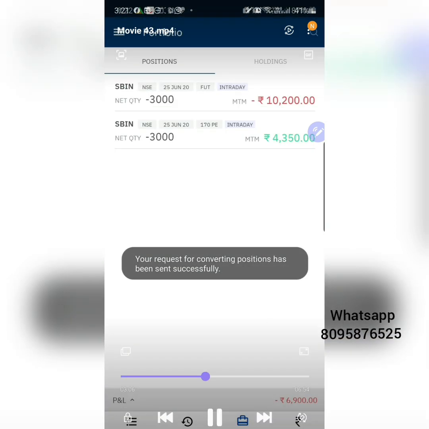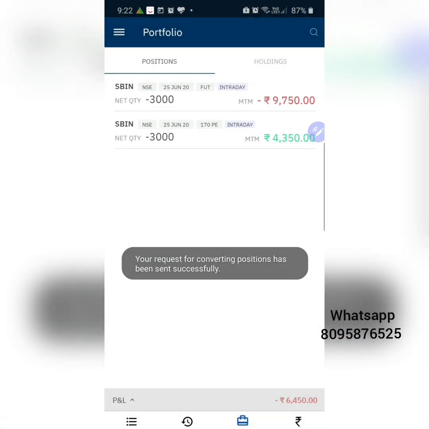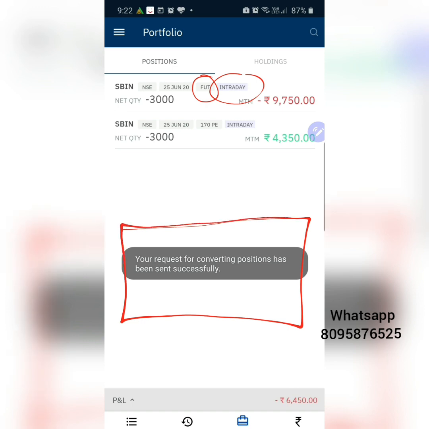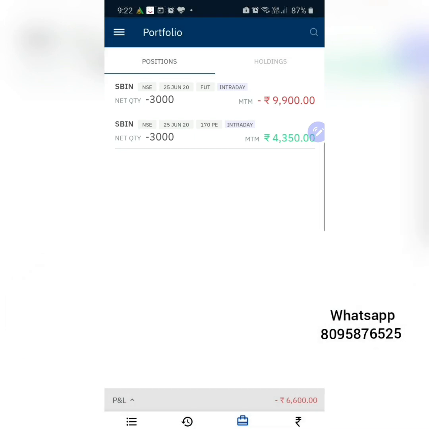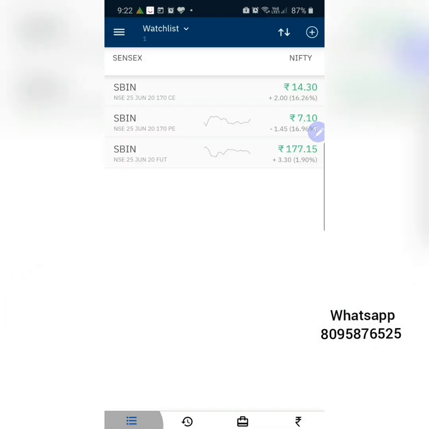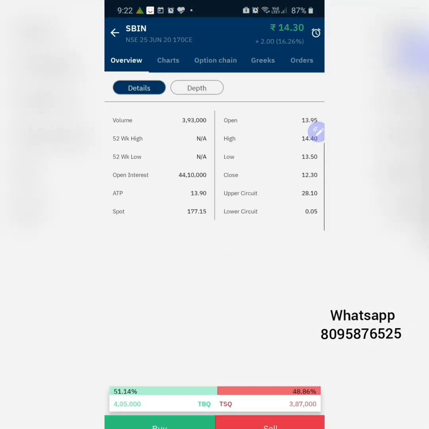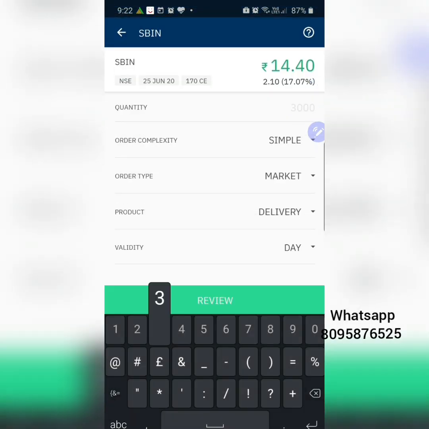So you can press this. Once you do that, you can see that your future has also come into intraday. Your request for converting position has been sent successfully. Immediately the future also becomes intraday and you will get lots of funds. You don't have to add any extra funds for adjustments. This is how we trade with the same funds. So this is fund generation done.